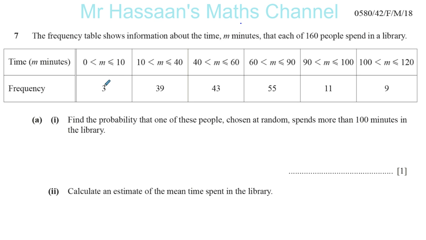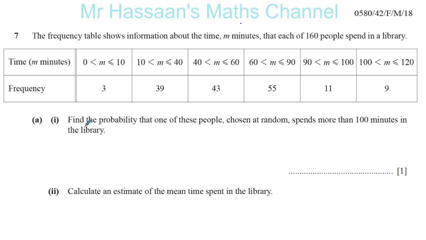So what this means is there were 3 people that spent between 0 and 10 minutes in the library. And there were 39 people that spent between 10 and 40 minutes in the library. And 43 people spent between 40 and 60 minutes, and so on. So it's a grouped frequency. We don't know how much time these 3 people each spent in the library, but we know that the time they spent was somewhere between 0 and 10 minutes. One of them could have spent 2 minutes, one could have spent 10 minutes, one could have spent 5 minutes. We just don't know.